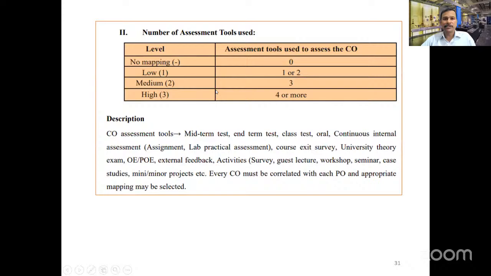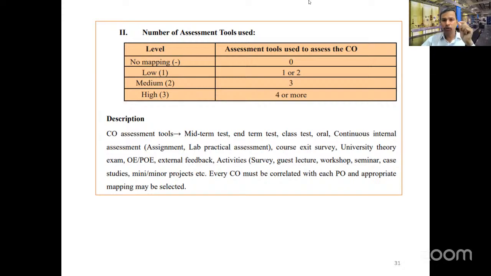Then the second criterion is the number of assessment tools used. So first is based on the contact hours, second one is the number of assessment tools used. What are assessment tools here? Assessment tools may be internal assessment test, end term test, class test, university examination, seminar, internal lab practical test, survey or intensive field visit, etc. All the activities you are giving for the student to perform and they are awarded with some marks out of the maximum marks assigned. These are all assessment tools.